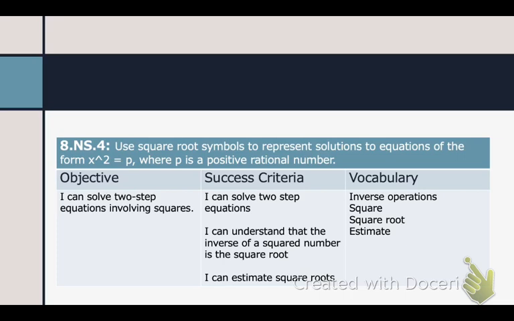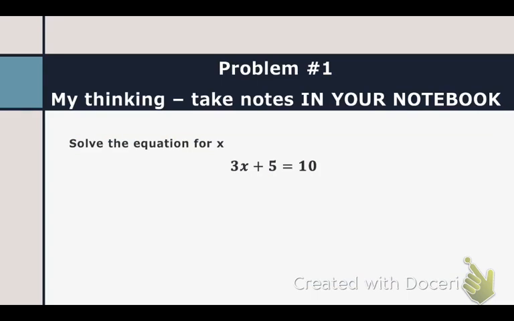So, take out your notebook. You're going to need to start taking notes in your notebook. Title it Equations with Squares. Okay, this is problem number 1. I'm going to show you my thinking process. Make sure to write it in your notes. Everything that I write down, you write down too.